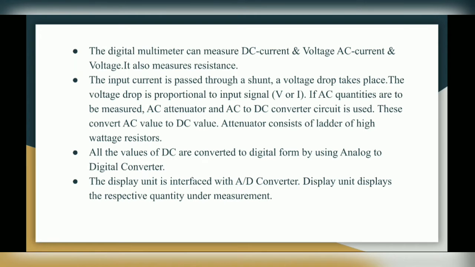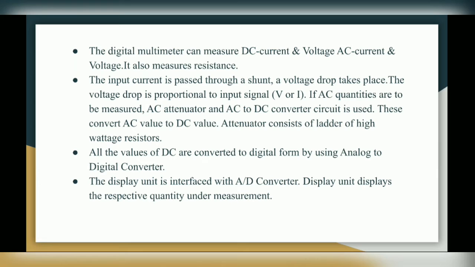The digital multimeter can measure DC current and voltage, AC current and voltage. It also measures resistance. The input current is passed through a shunt. A voltage drop takes place. The voltage drop is proportional to input signal V or I. If AC quantities are to be measured, AC attenuator and AC to DC converter circuit is used. This converts AC value to DC value.